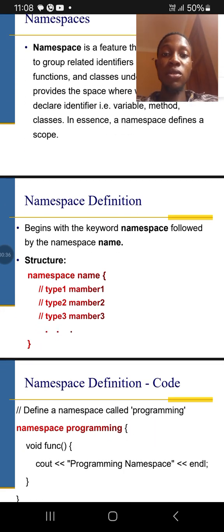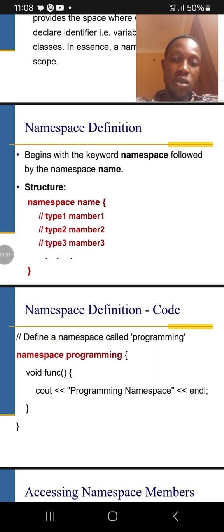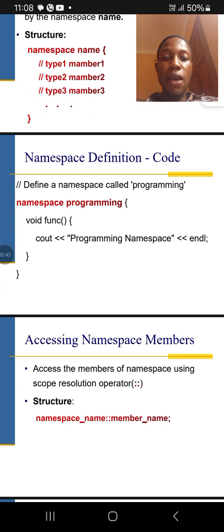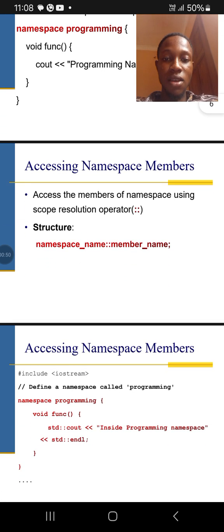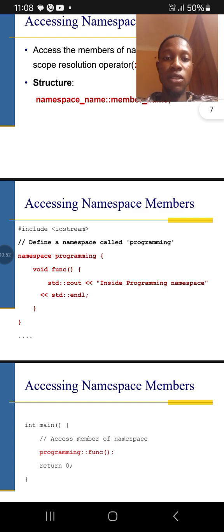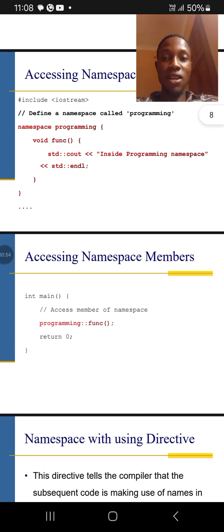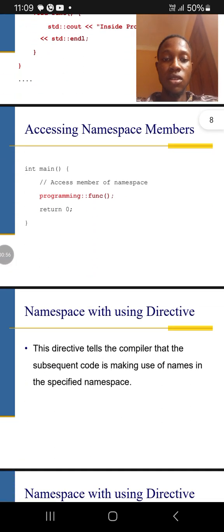So this is an example. It begins with the keyword namespace, followed by the namespace name. And to access a namespace member, we need to use the scope resolution operator, that's the double colon scope resolution operator. So this is an example of accessing it. I'll be doing some coding to show the example.